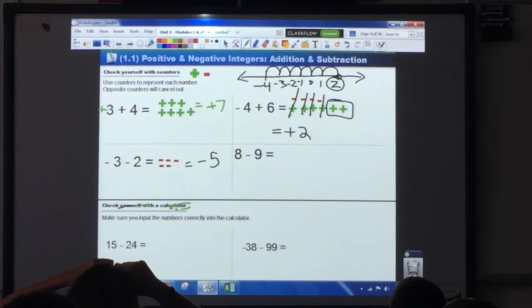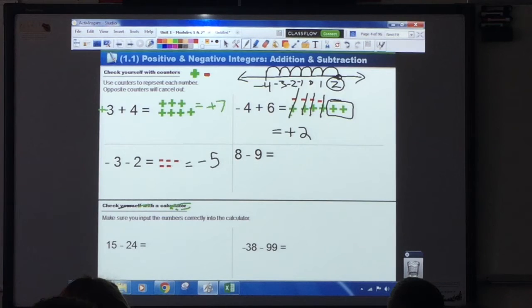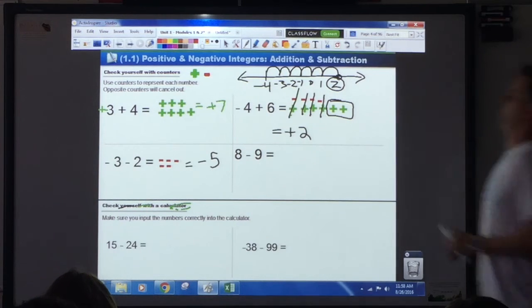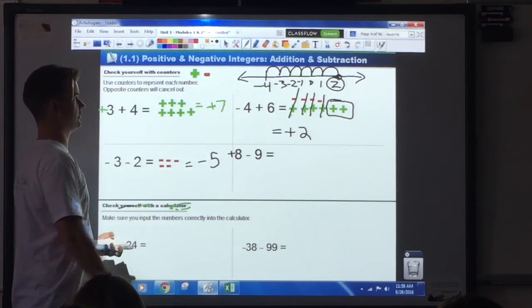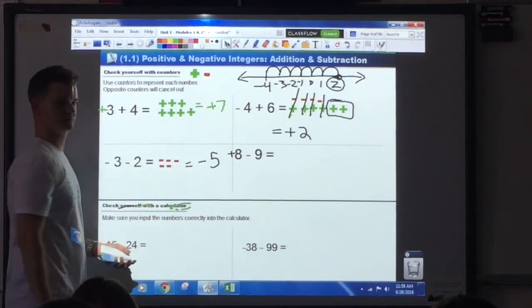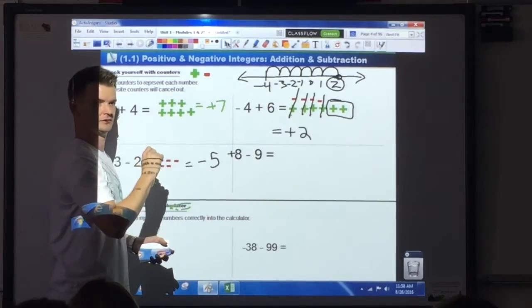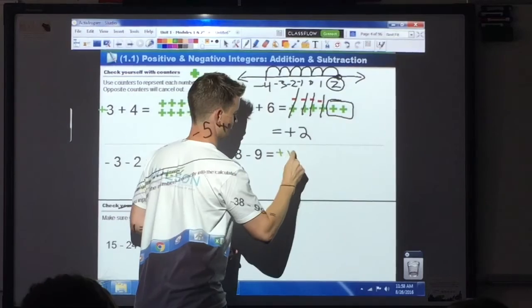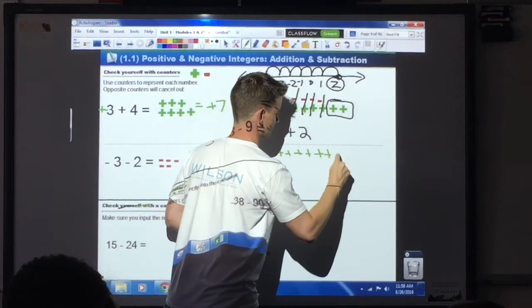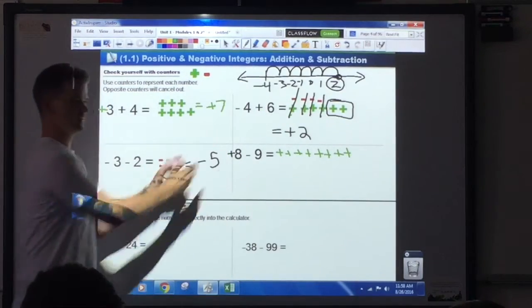Zoe, the next one. I have an invisible symbol in front of that 8. What is it? It's positive 8. Okay. So I'm going to write it, and I'm going to grab counters. Which counters am I grabbing? Positive. How many? 8. And I'll just draw them because that'll be quicker, honestly, right now. 1, 2, 3, 4, 5, 6, 7, 8. Okay. So I've represented the positive 8.